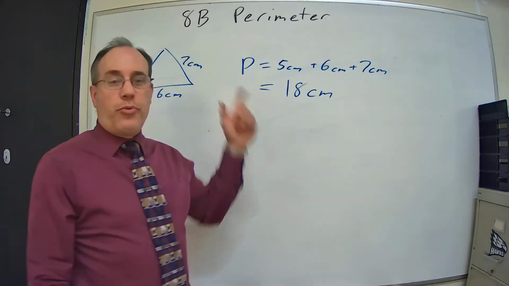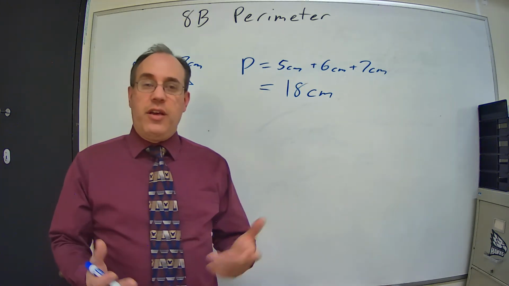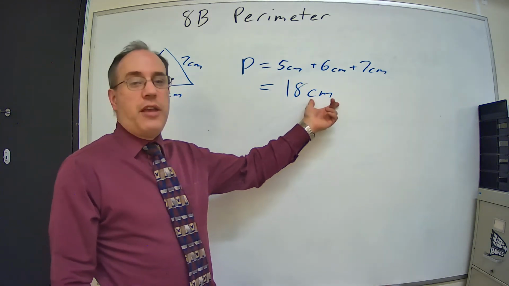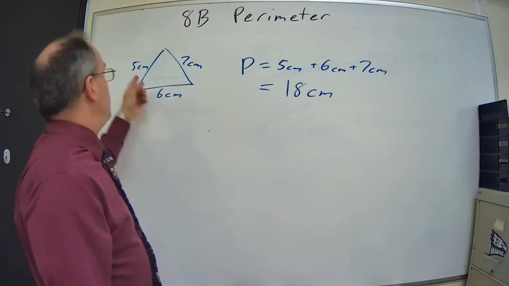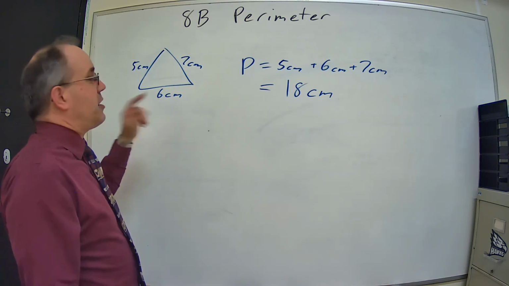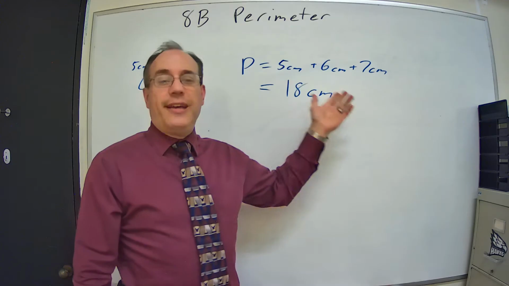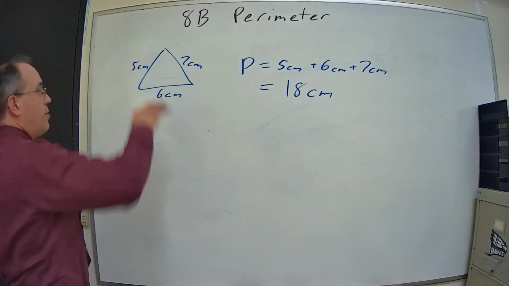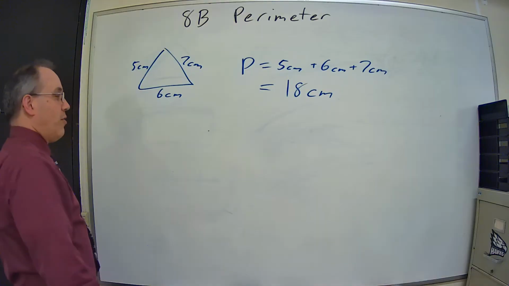Whenever we're dealing with perimeter, it's a length, so it's going to have a unit attached to it. It's just going to be a basic unit. So centimeters in this case. If this had been 5 inches, 7 inches, and 6 inches, then we have 18 inches. So that's finding the perimeter of a triangle.